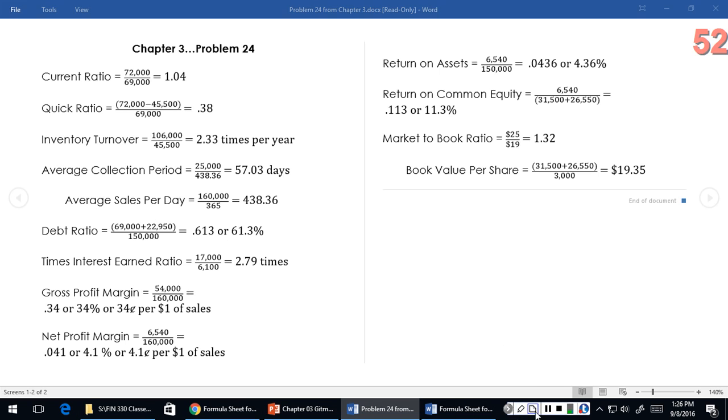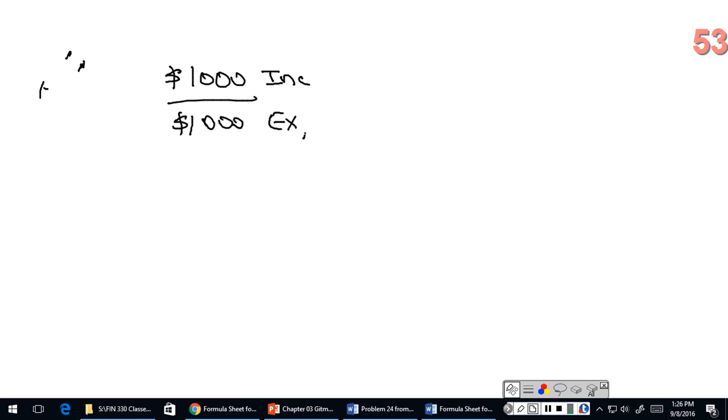Let's say, for example, and I'm just going to make up some numbers here, but let's say right now you have $1,000 in income per month, and you have $1,000 in expenses per month.